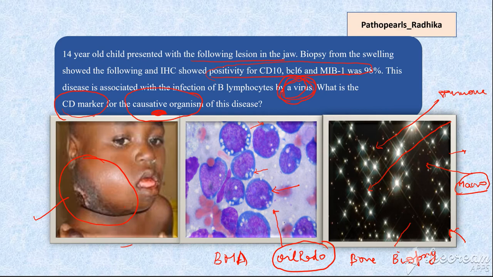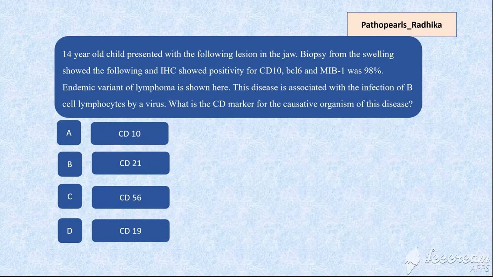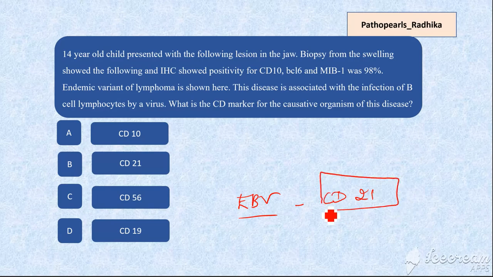So by now I hope you would have guessed what it is. It's a Burkitt's lymphoma. So what is the receptor and what's the causative organism? Burkitt's lymphoma can be caused by Epstein-Barr virus, and the receptor for Epstein-Barr virus is CD21. So this is otherwise called complement receptor 2. So Epstein-Barr virus enters the B cell by means of this receptor. So the answer here is CD21, right?